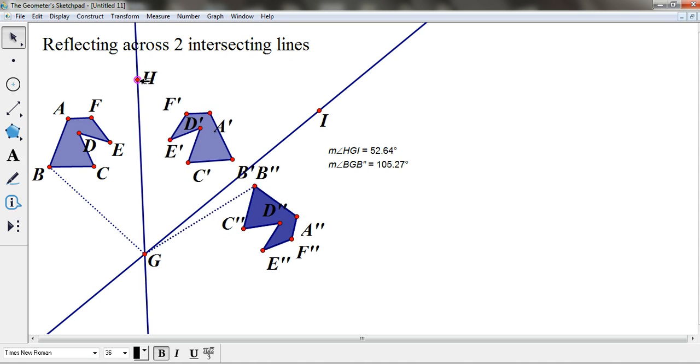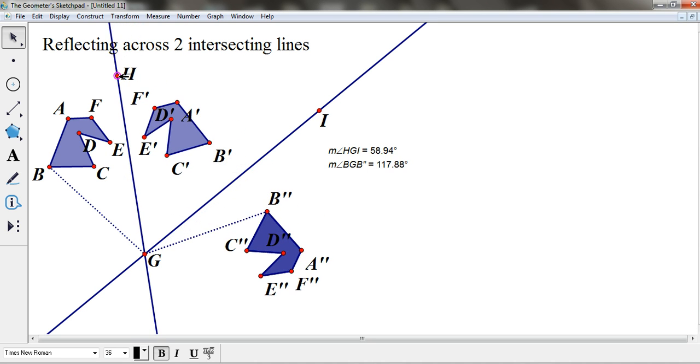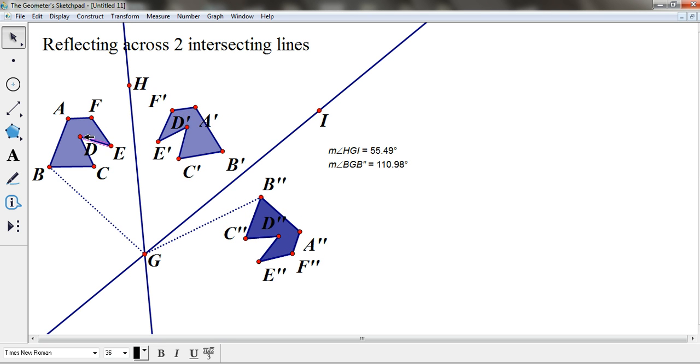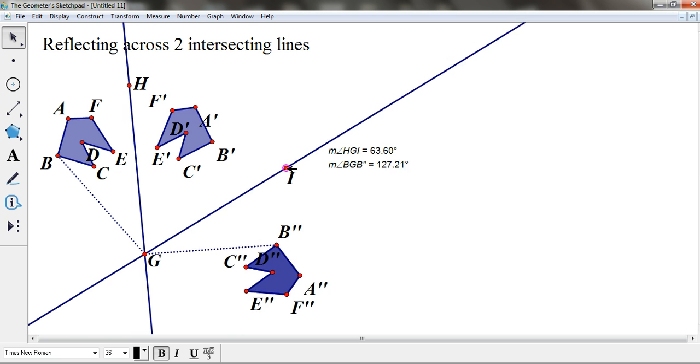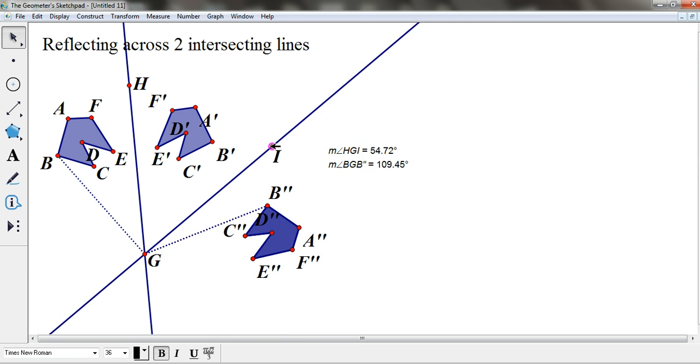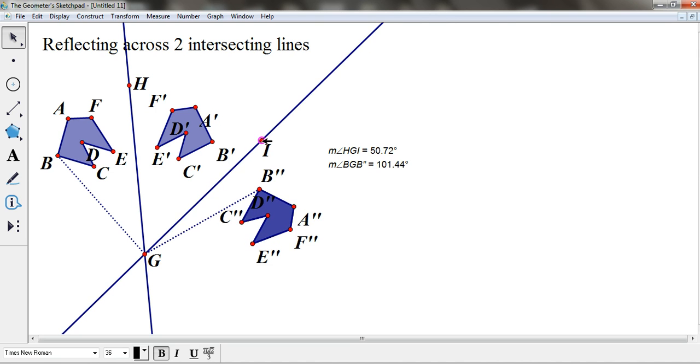And again, I can experiment with this, and that angle will always be twice as big, no matter where my figure moves or how it moves. The angle of rotation is always going to be twice the angle between the intersecting lines.